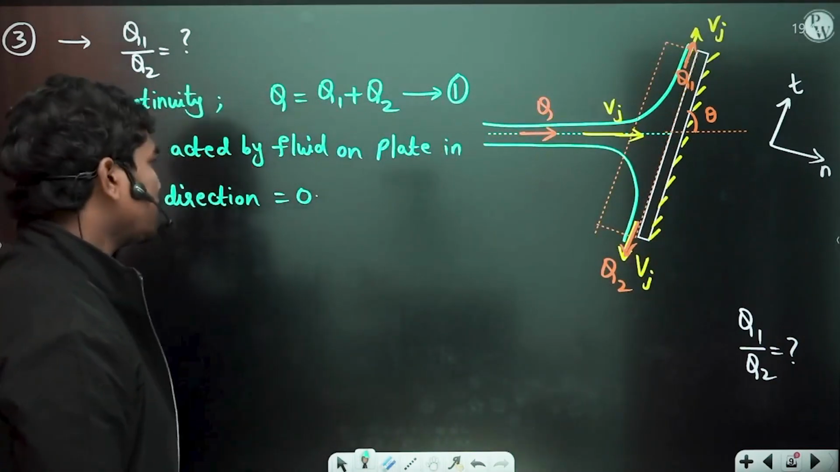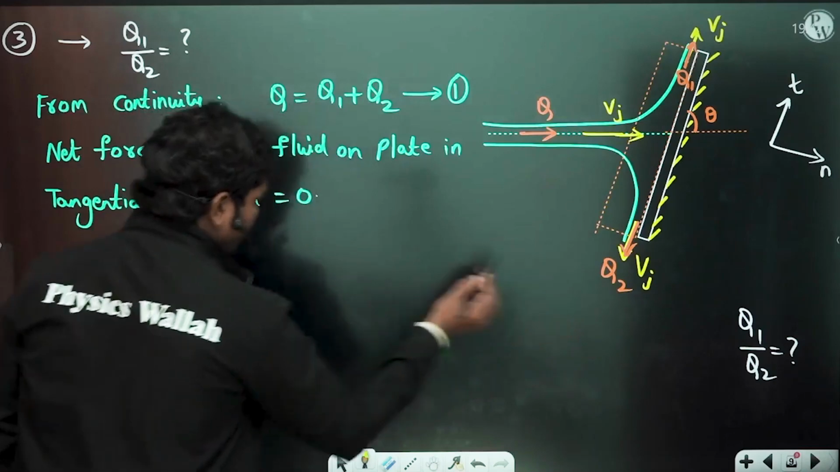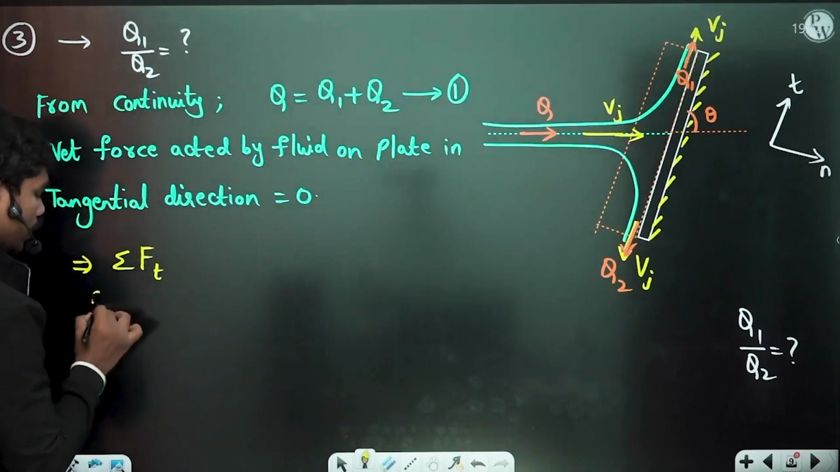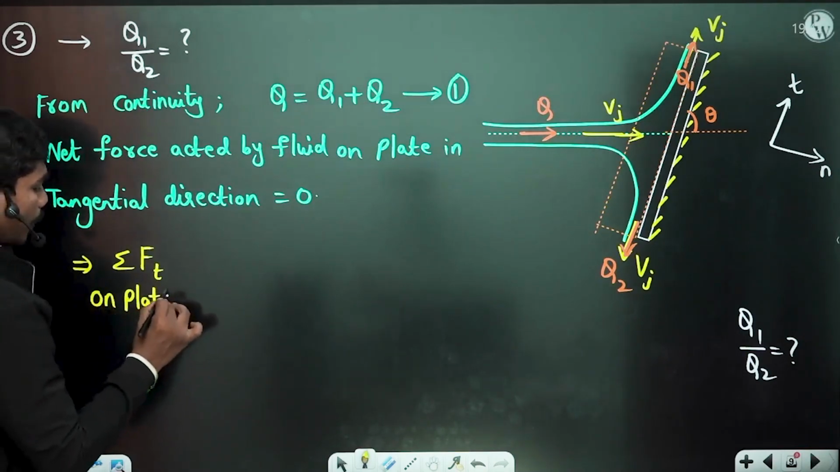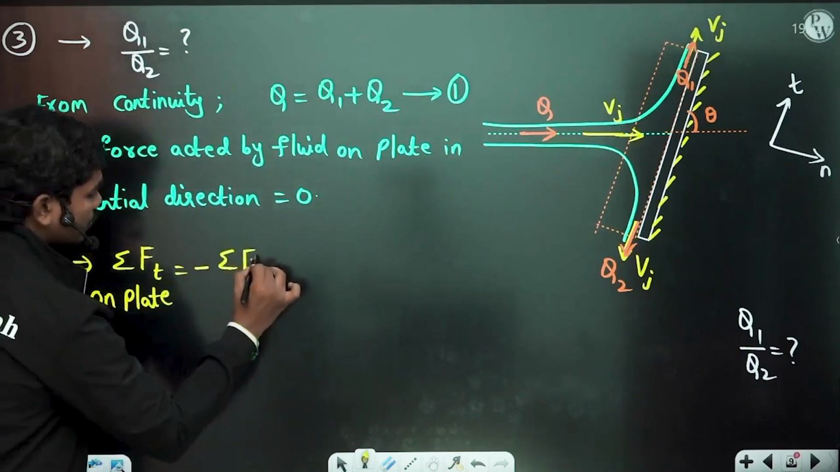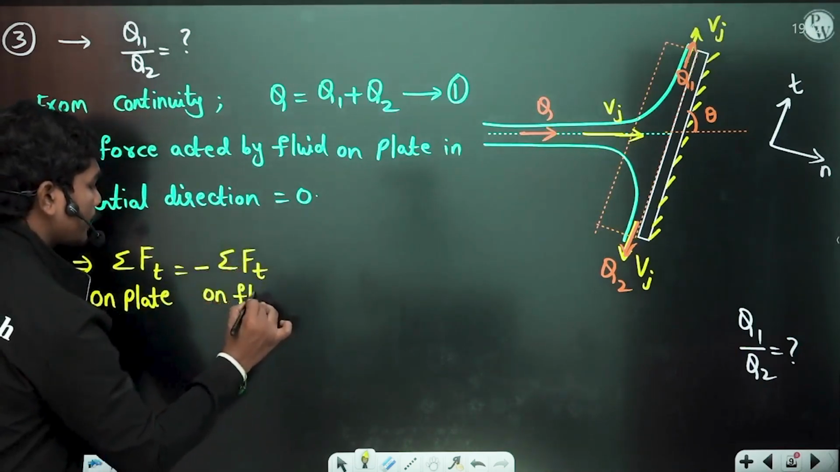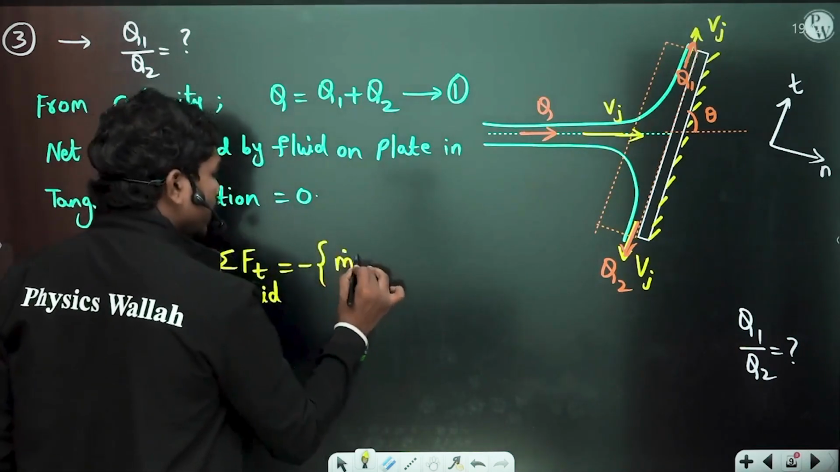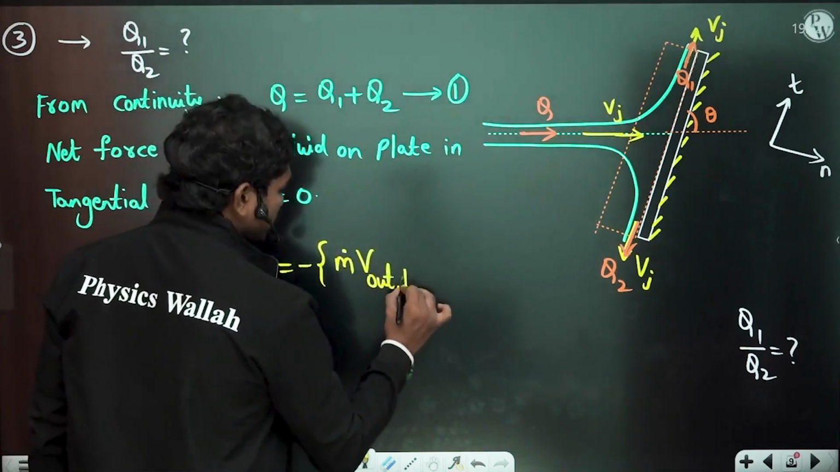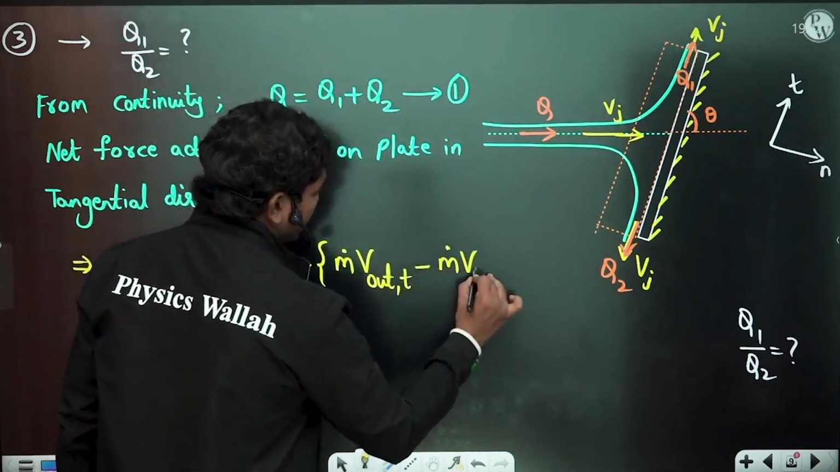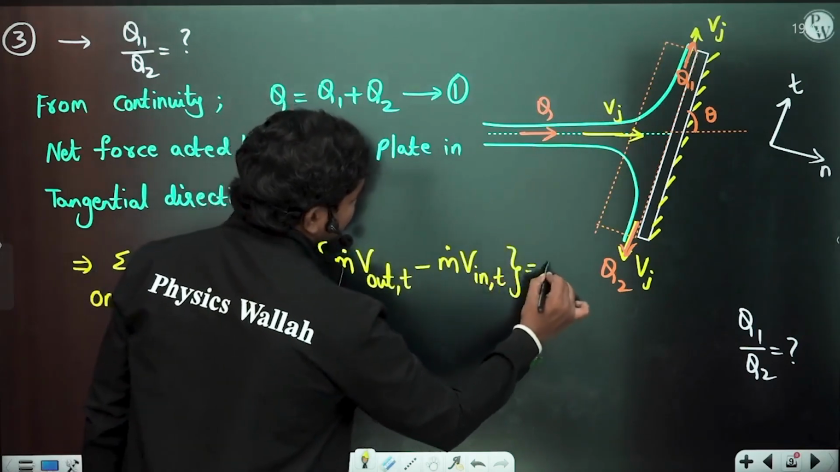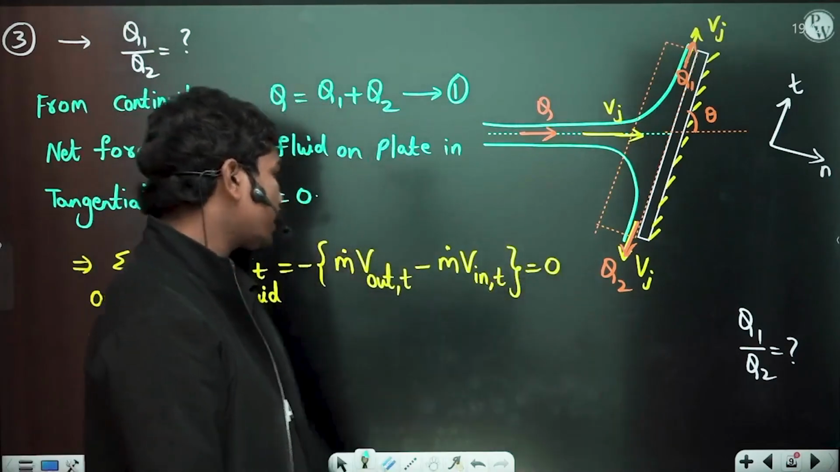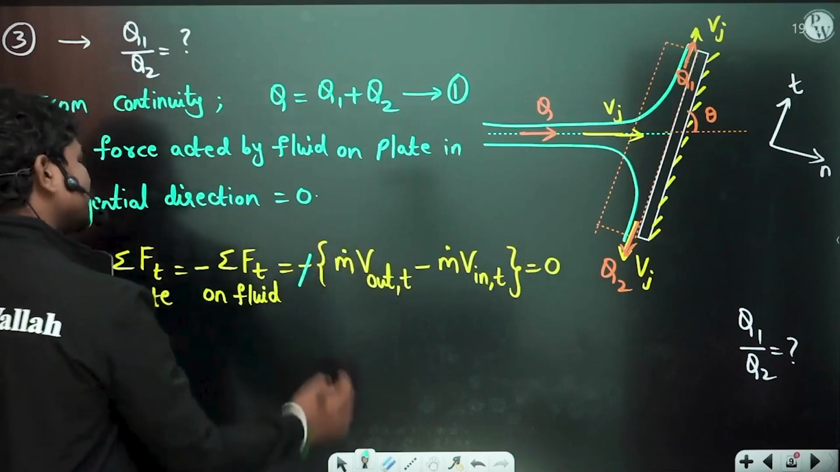Okay, so now let us see, this implies sigma F in the tangential direction on the plate is equal to minus of sigma F t on the fluid, which is equal to minus of m dot v out in the tangential direction minus m dot v in the tangential direction. So this quantity is equal to 0, correct? Because if you see, there is no tangential force that's actually acting at this location. Okay, so therefore you have this minus sign can be cancelled, no issue, no impact of this minus now.